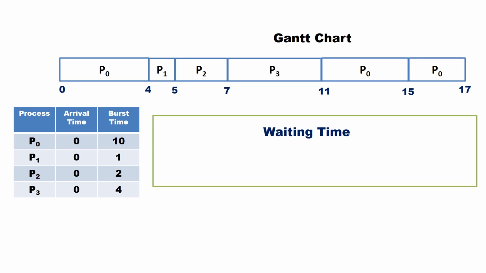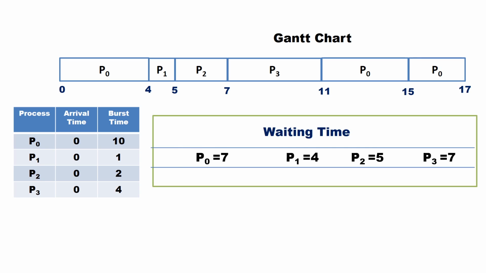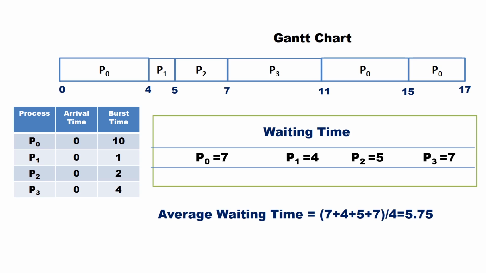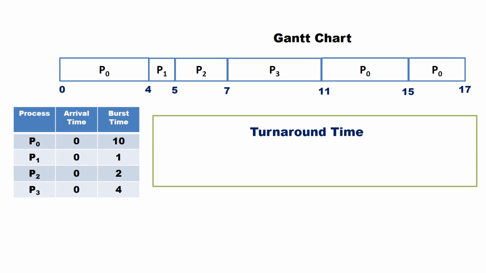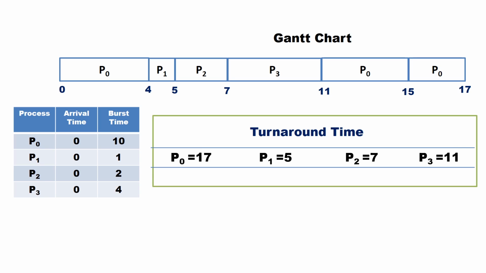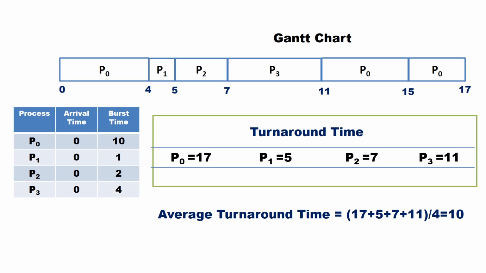Waiting time for P0 is 7 milliseconds. P1 is 4 milliseconds, P2 is 5 milliseconds and P3 is 7 milliseconds. Hence, the average waiting time is 5.75. Turnaround time for P0 is 17. P1 is 5, P2 is 7 and P3 is 11. Hence, the average turnaround time is 10.